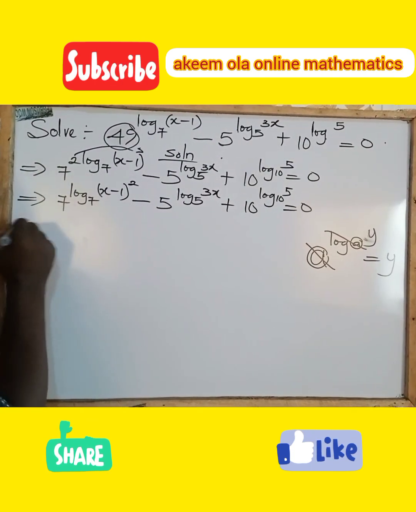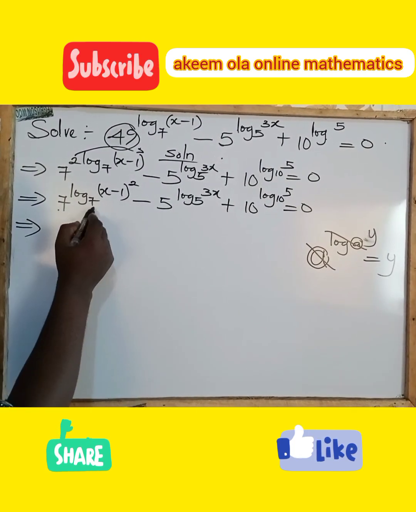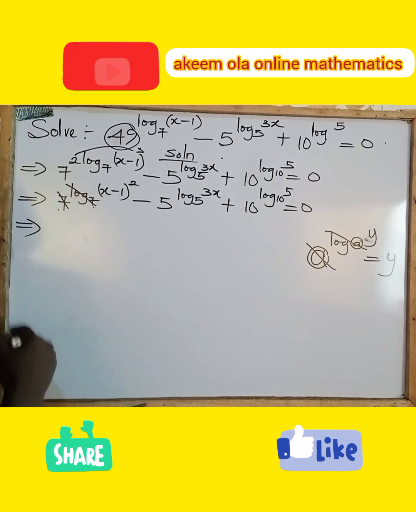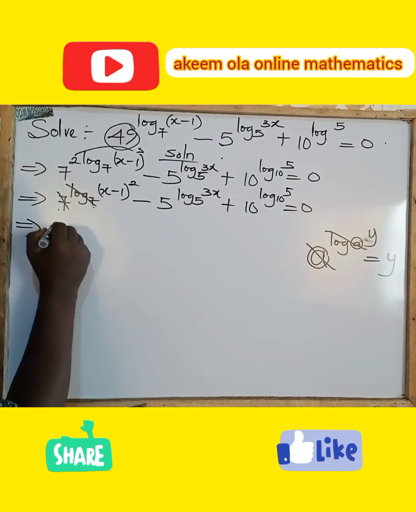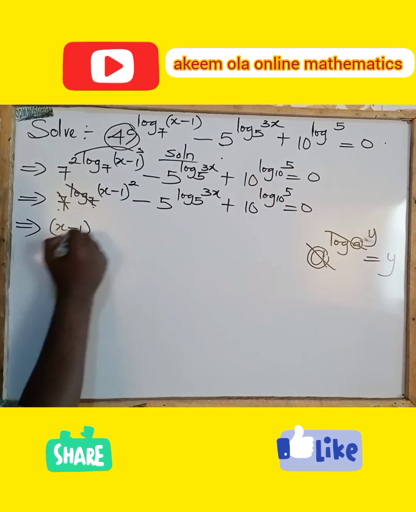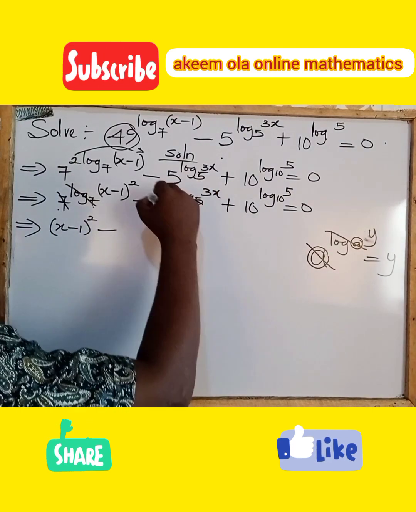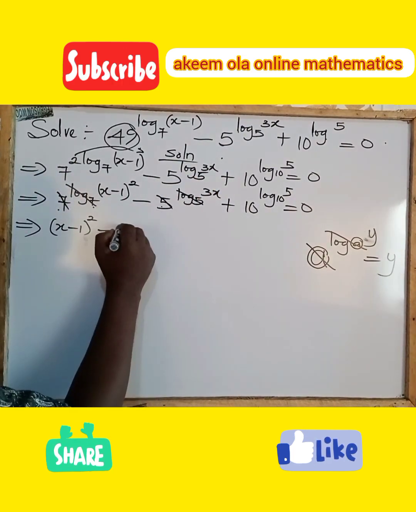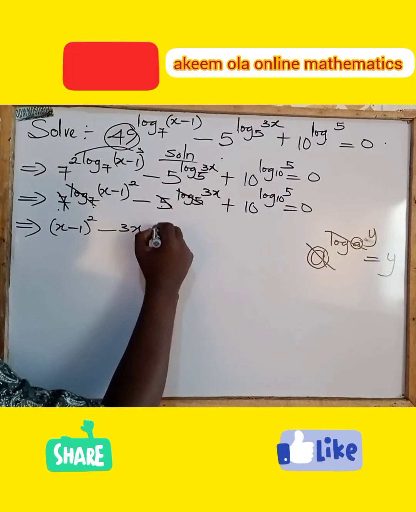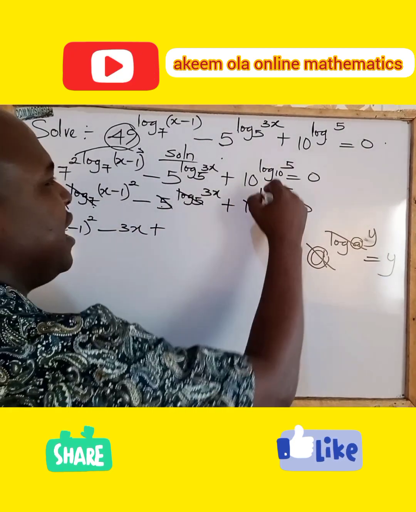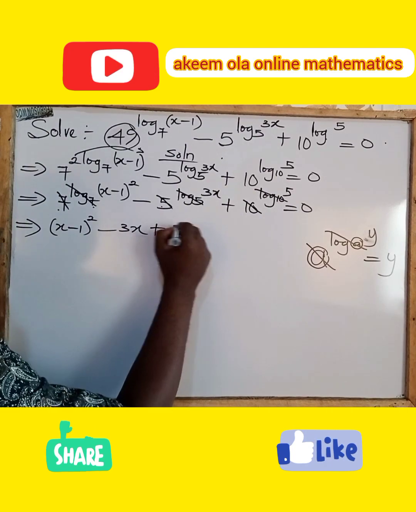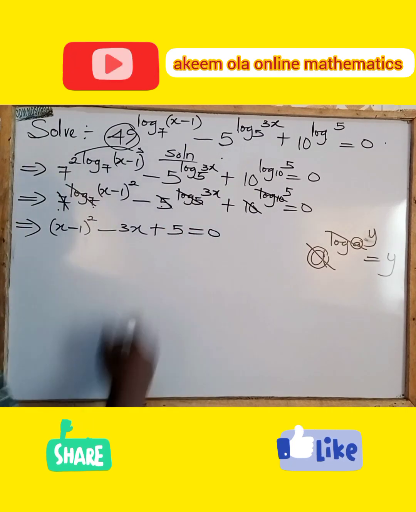For us to observe that, you will notice that 7 is here and 7 is here. This one and this will cancel. So the answer there will now be (x minus 1) squared. Then minus 5 is here, 5 is also here. The two of them will cancel. We are left with 3x. Then plus, we have this one too, 10 is here, 10 is also here. It will cancel. We have 5 here, is equal to 0.